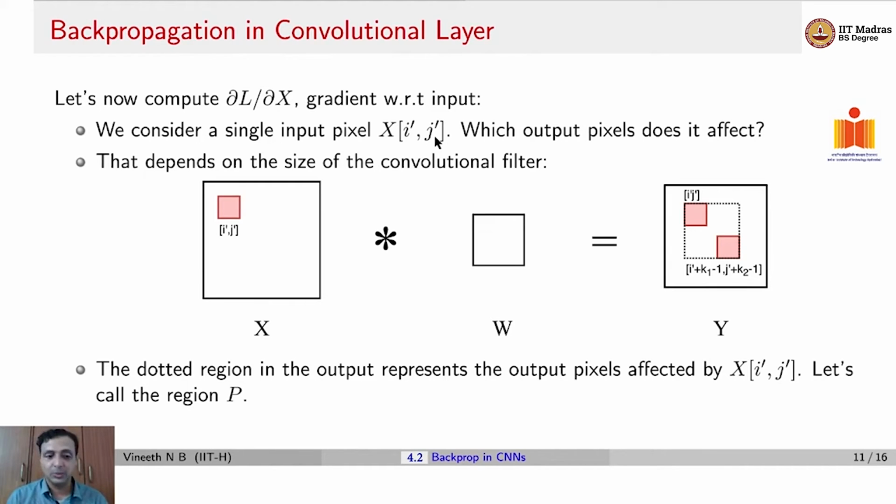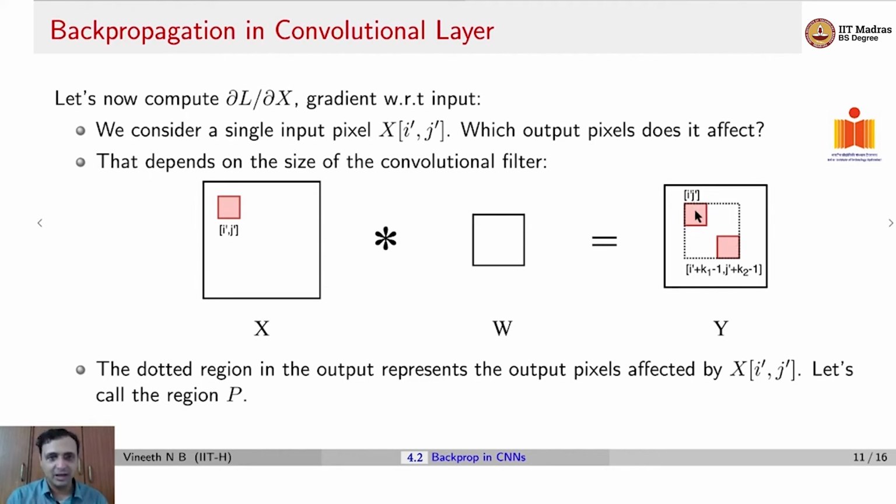If we see it visually, given an x, let's say there's one pixel given by this red square, which is at i', j'. When it's convolved with w, it would affect this entire range of pixels that go from i', j' to i' + k1 - 1 and j' + k2 - 1. Why is it like this? Why is it not centered at i', j'?